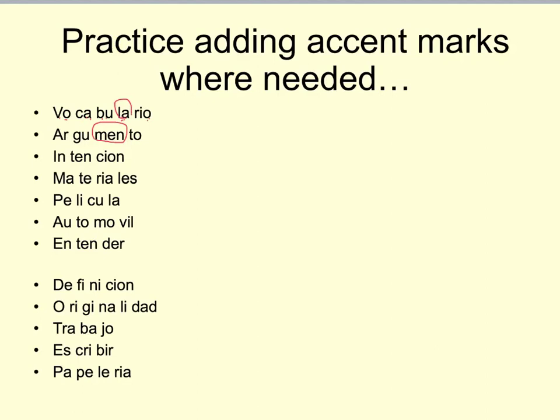Intención, intención. The stress is coming here, so it is accented. By the way, I-O-N is always accented. When you have an I-O-N ending, the stress would be on the O. And furthermore, that is always going to be a feminine word. So that's just something to keep in mind about I-O-N.